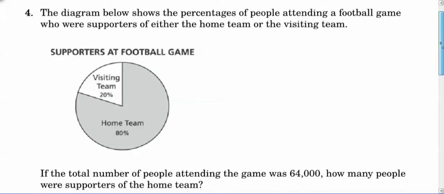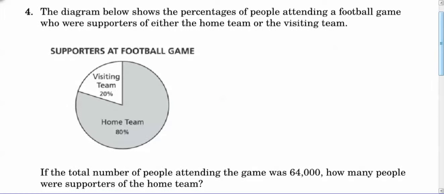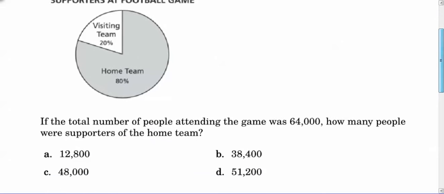Sorry, I thought I skipped the page. Attending a football game who were supporters of either the home team or the visiting team. And it says supporters at the football game: the visiting team is 20%, and the home team had 80%. And then let's scroll down a little bit. If the total number of people attending the game was 64,000, how many people were supporters of the home team?